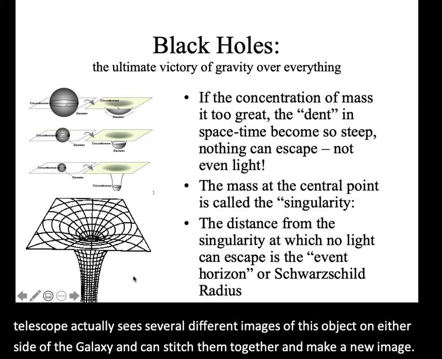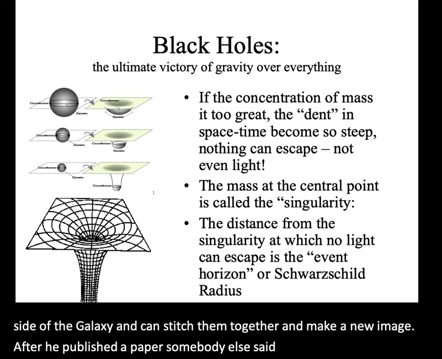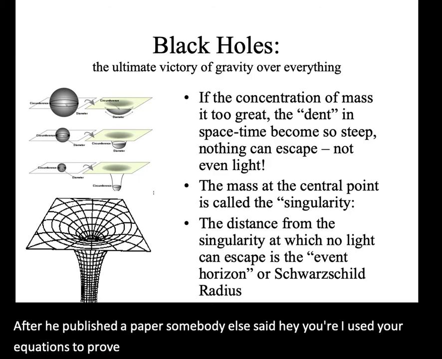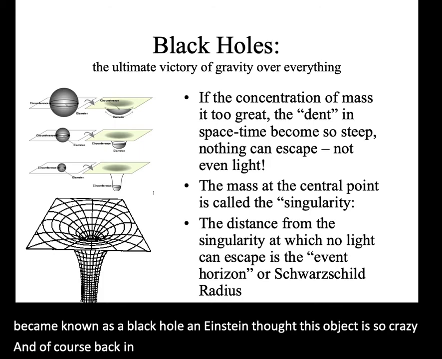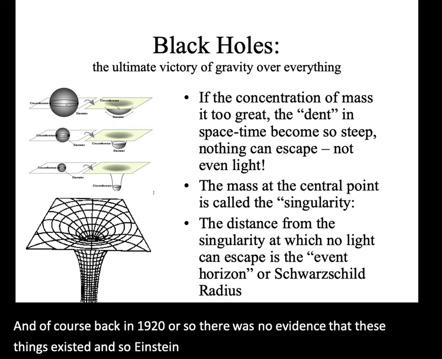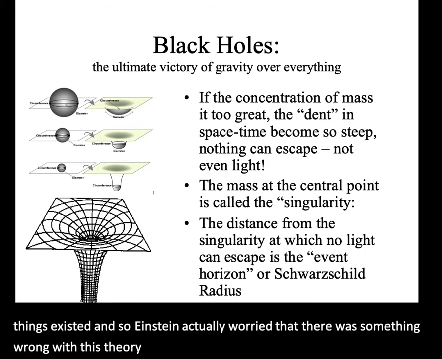After he published his paper, somebody else said, hey, I used your equations to prove the existence of something crazy, which eventually became known as a black hole. And Einstein thought this object was so crazy. And of course, back in 1920 or so, there was no evidence that these things existed. And so Einstein actually worried that there was something wrong with his theory. But it turned out his theory was just better than he was.